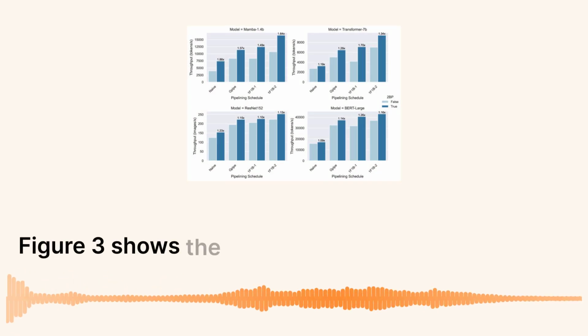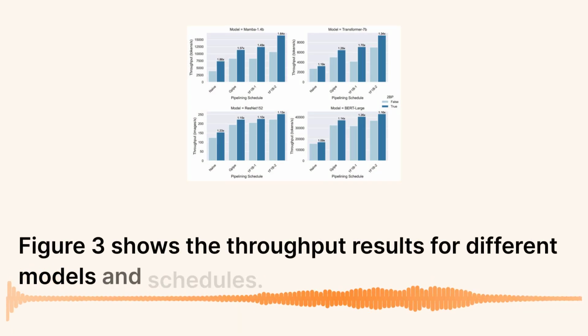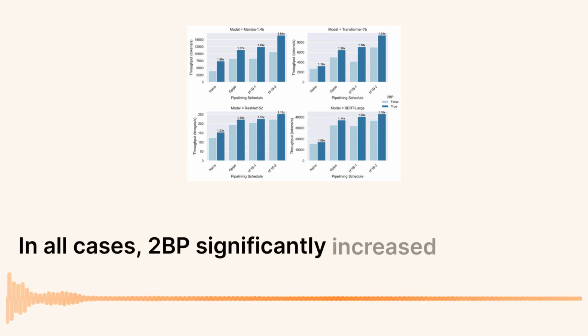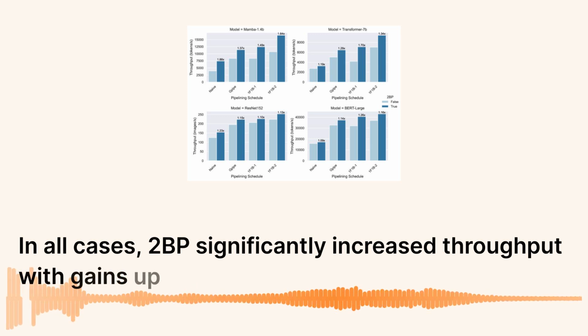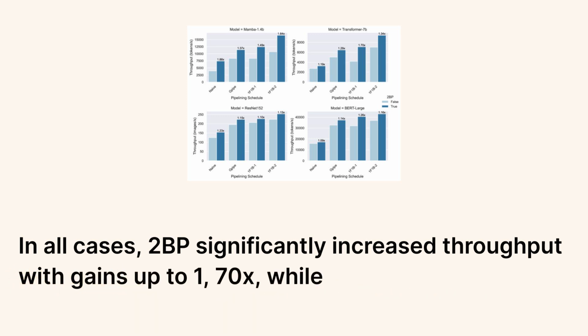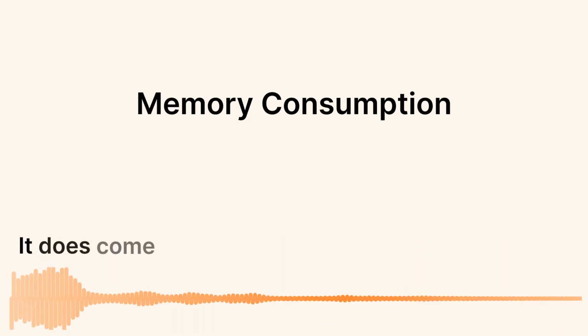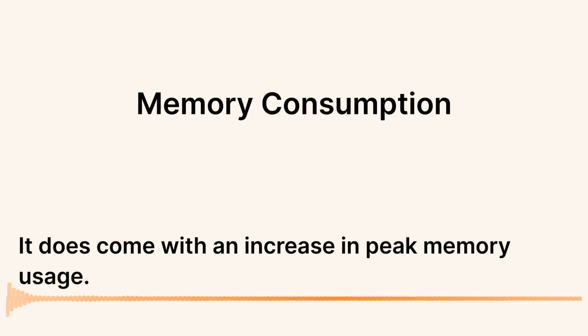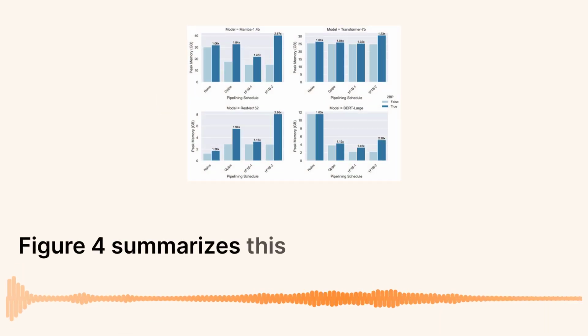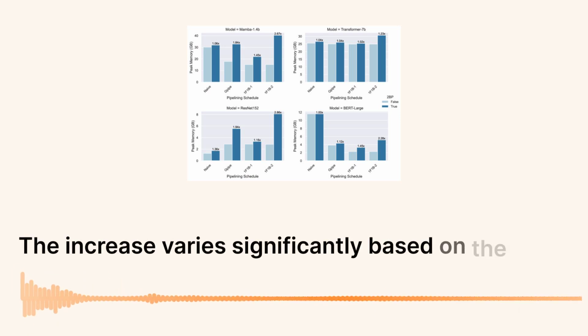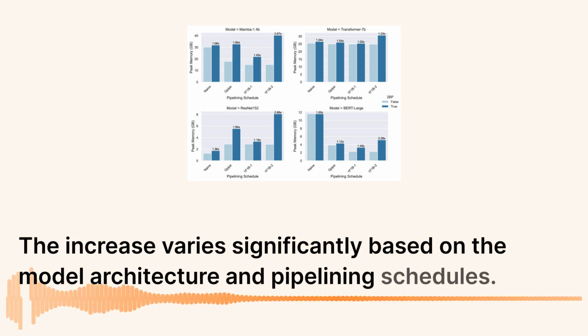Figure 3 shows the throughput results for different models and schedules. In all cases, 2BP significantly increased throughput, with gains up to 1.70x. While 2BP reduces idle compute time, it does come with an increase in peak memory usage. Figure 4 summarizes this memory usage. The increase varies significantly based on the model architecture and pipelining schedules.